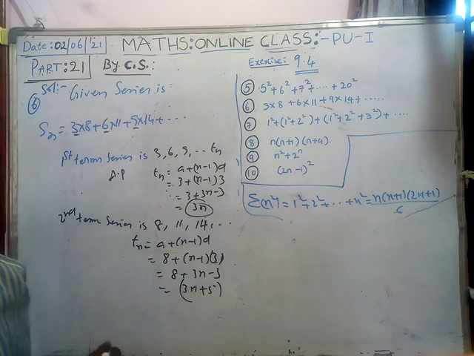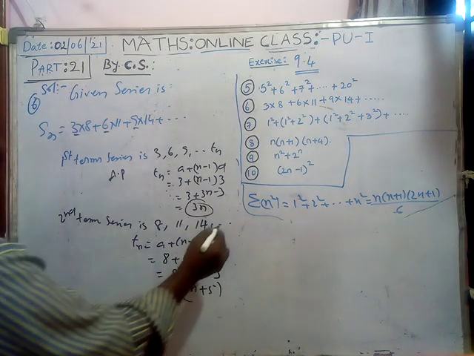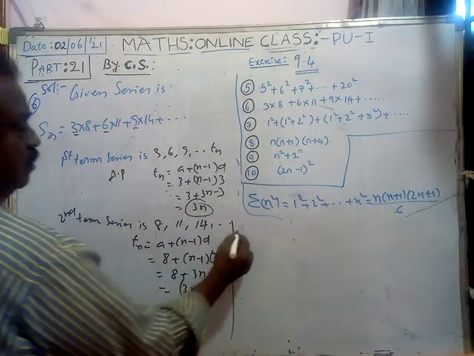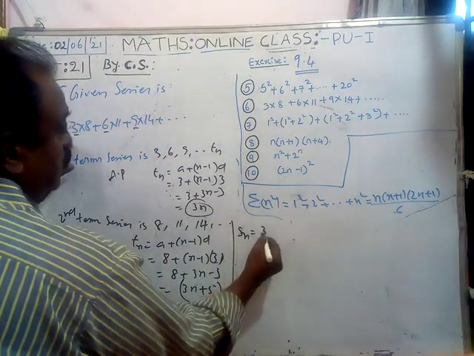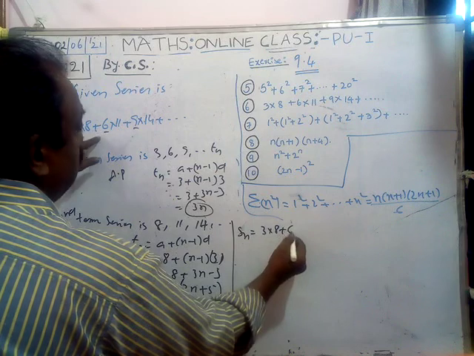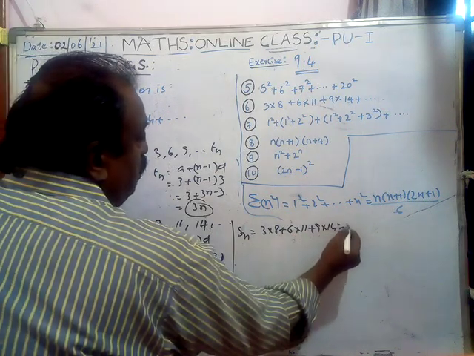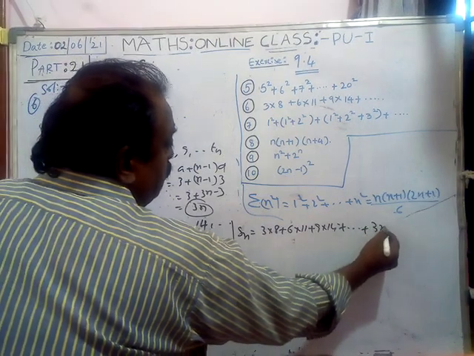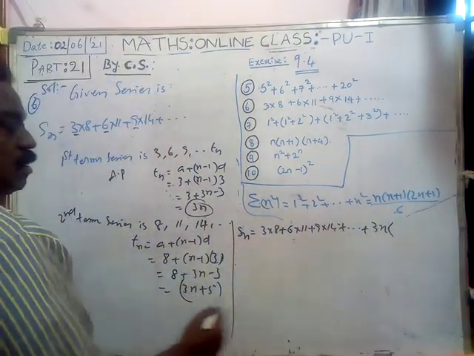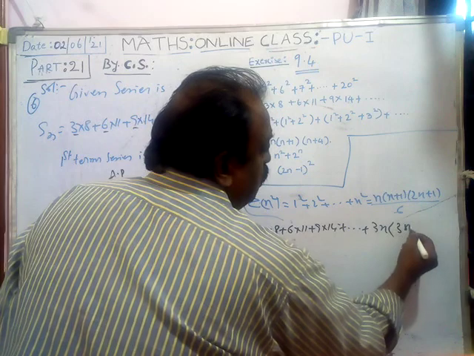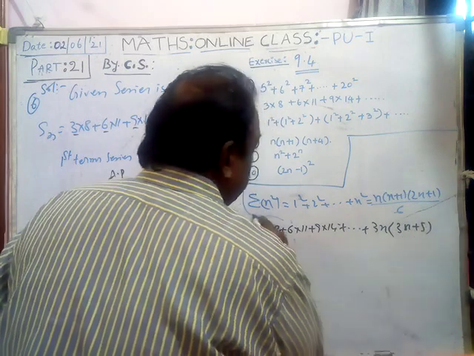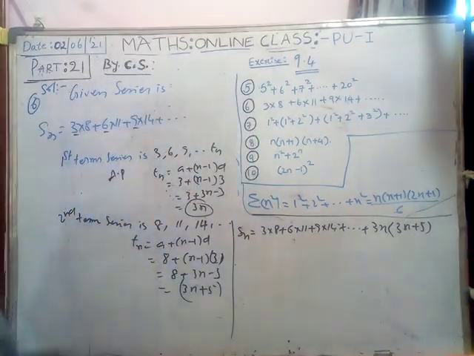Now the series, I will write here. Sn is 3 into 8, 6 into 11, 9 into 14, plus dash dash, 3n of 3n plus 5. Okay now? This is the given series.